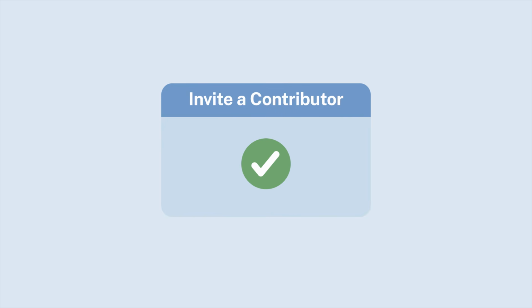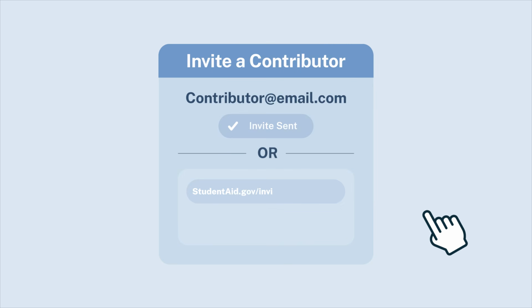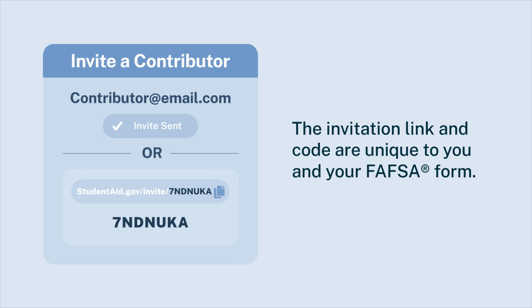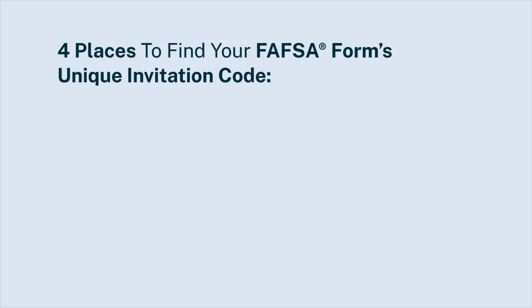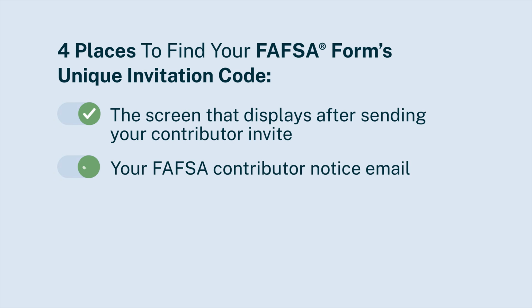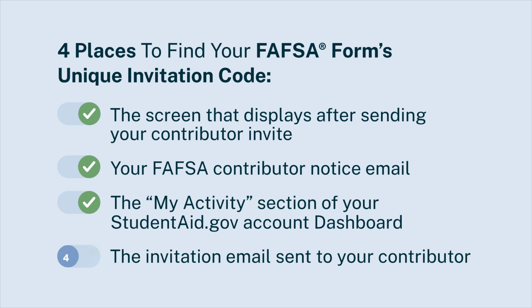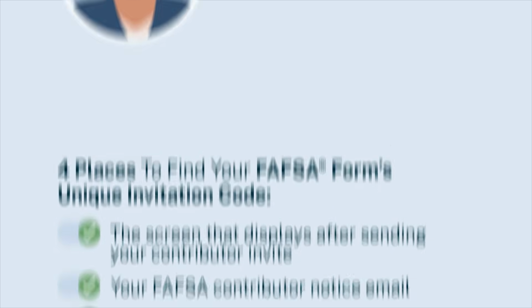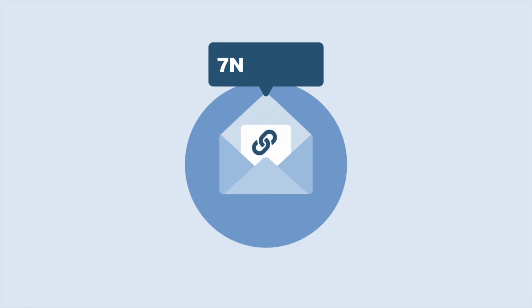After confirming your contributor's email address and selecting Send Invite, you'll see a confirmation as well as the invitation link and code that are unique to your FAFSA form displayed on the screen. You can save this information in case you need it later, but we'll also send you an email with this information. Additionally, you can find your unique invitation code by selecting your FAFSA form in the My Activity section of your studentaid.gov account dashboard.